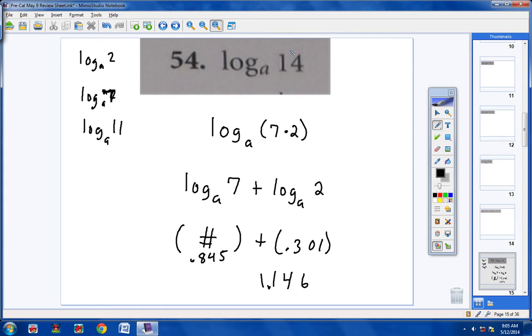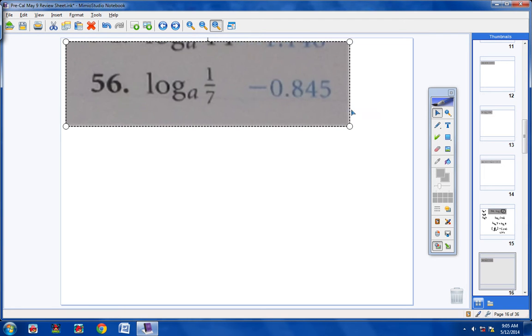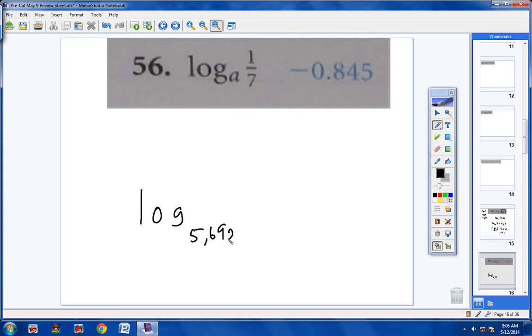Caleb, what you're trying to do here is take the 14 and break it down into numbers using 2, 7, and 11. Okay, moving on to this one here. This one looks a little difficult because of the logarithm of 1/7. What are we going to do here? Well, first of all, I want to remind you guys, please don't forget this: I don't care if your base is 5,692. If you're taking the logarithm of 1, it's always going to equal what? Always 0. So we know the logarithm of 1 is 0, and the denominator is 7.